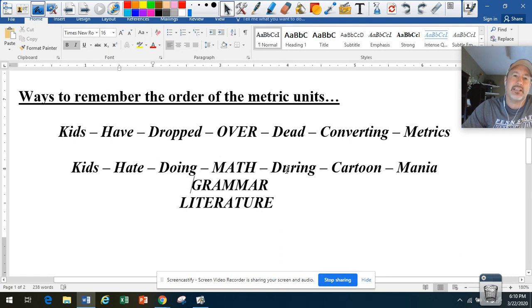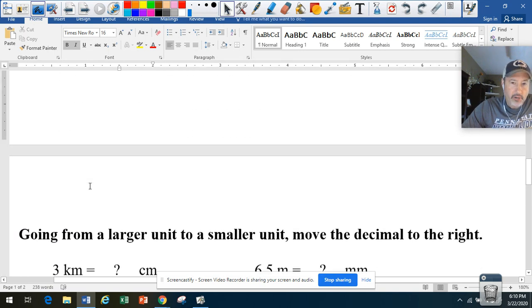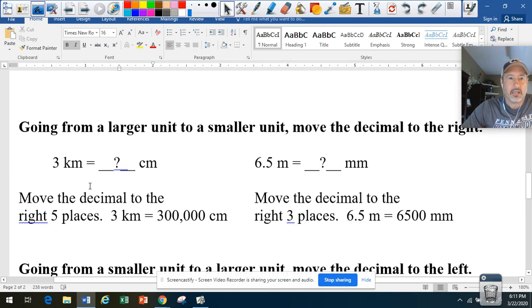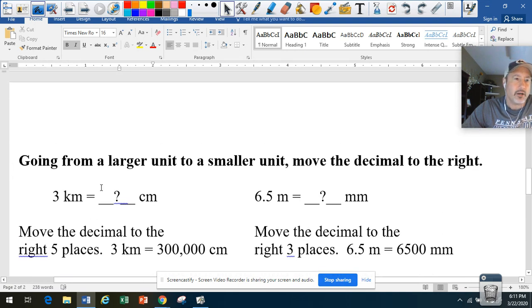So this here is the deci, the centa, and the milla. So this is how we remember the order in which the measurements of the metric system go. So if we scroll down here even more, let's look at some examples. It says, hey, we're going from a larger unit to a smaller unit. What do we do? We move the decimal to the right. So what do we mean here?